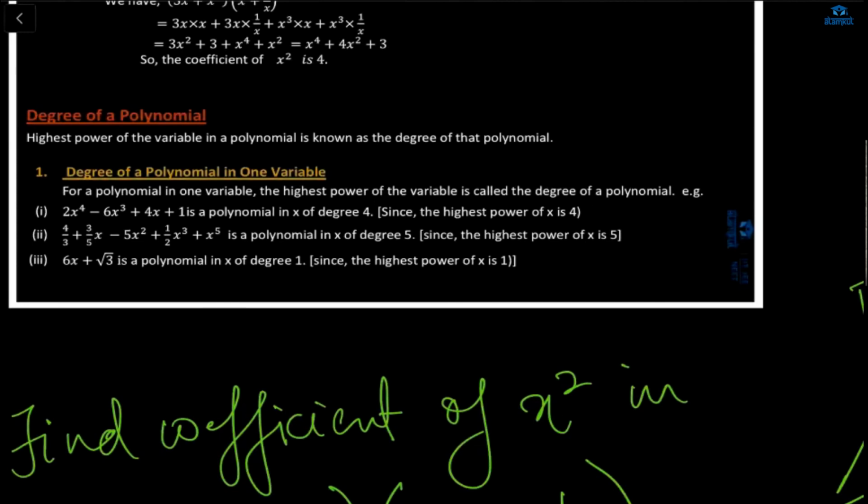Now, part one, Arham, 6x plus root 3. What number is it? Third part, 6x plus root 3. What is the degree of the polynomial? It's 1 because x to the power of 1. Yeah, this one. Very good. Because, you know, x to the power of 1 is just equal to x. So, it will become 1.